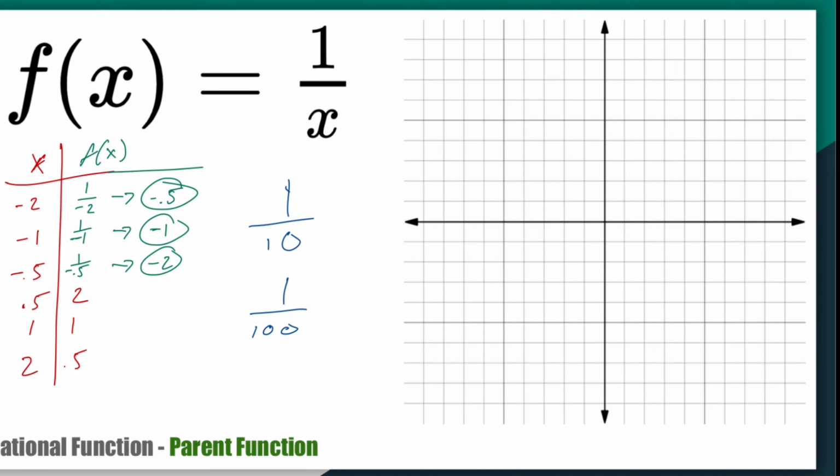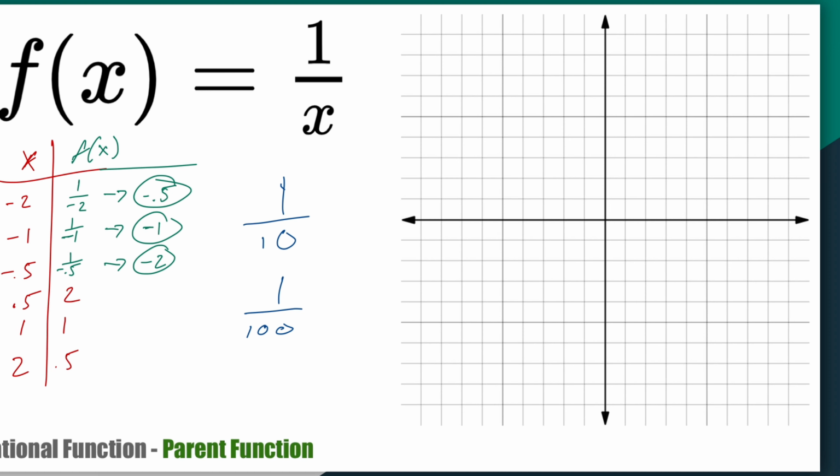So we're going to plot our graph. We get negative 2 and negative 0.5 here. We get negative 1 here. And we get negative 0.5, negative 2. Now, that's not a lot of numbers, right? It doesn't seem like it gets to this whole picture here.